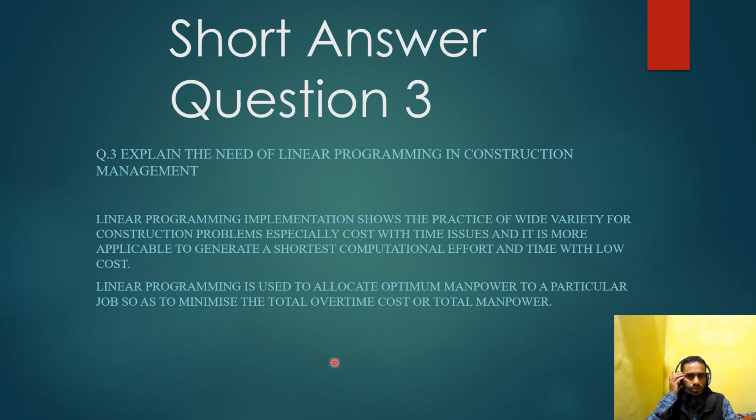Mainly, the primary concern for linear programming in construction management is to minimize the overall cost and increase the efficiency. We should ensure that there is no wastage of the manpower or the materials. So that's the prime purpose of using linear programming in construction management. So you have the answer in front of you. Please make sure you use these wordings while writing down the answer.